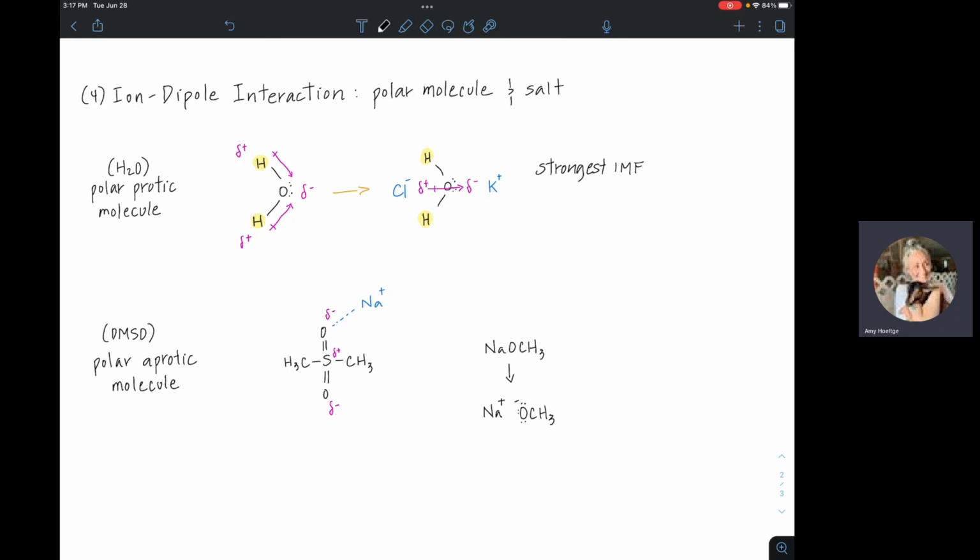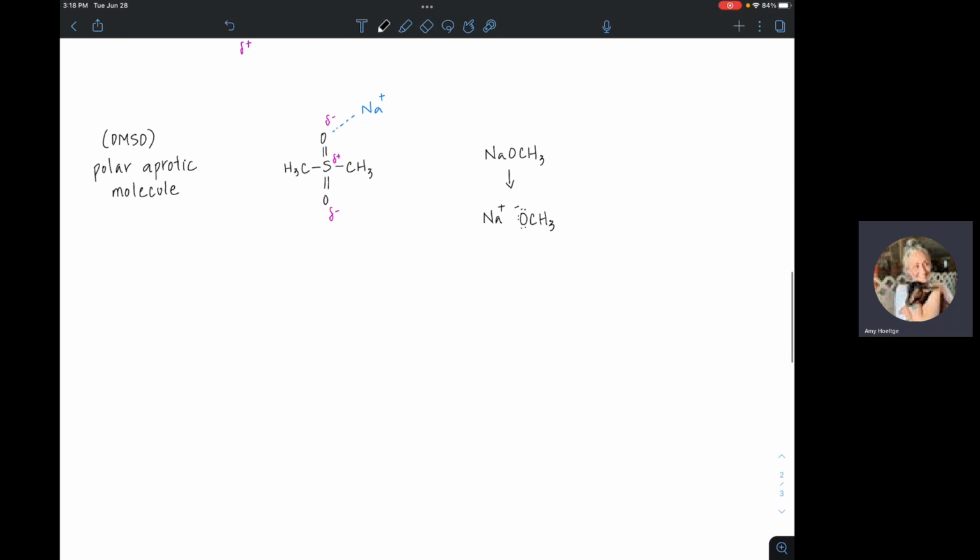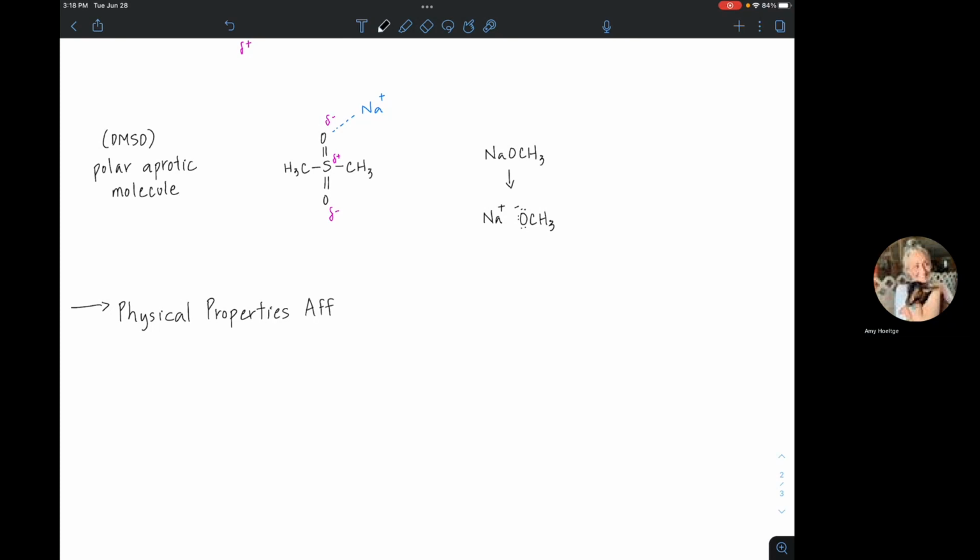Let's see. So these are the intermolecular forces of attraction that I wanted to talk about. Some of the physical properties that are affected by these, and we'll just briefly list them. We talk more in detail about these in Gen Chem, but just as a reminder, some physical properties that are going to be affected by intermolecular forces of attraction.